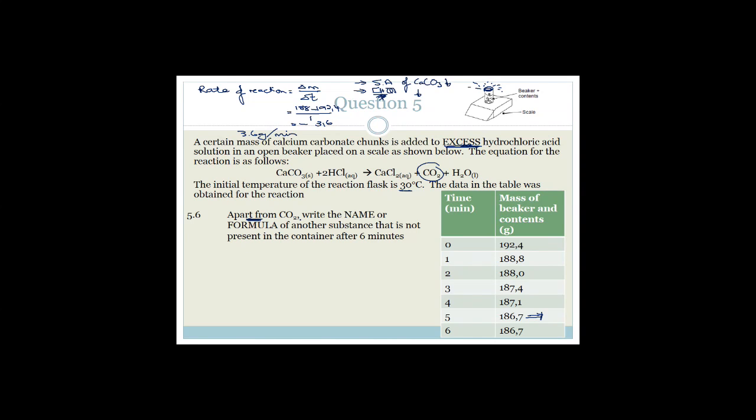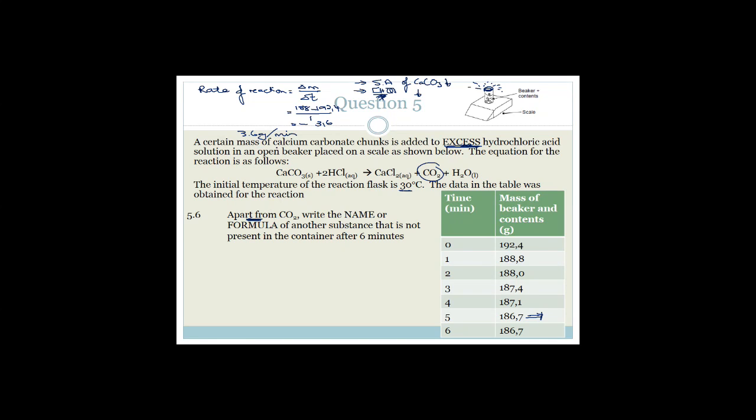Right, apart from carbon dioxide, write down the name or formula of another substance that is not present in the container after 6 minutes. Do you agree that we said that the reaction had run to completion over here at 5 minutes? And I've actually given you the answer to this because I said that a certain mass of calcium carbonate is added to excess hydrochloric acid.